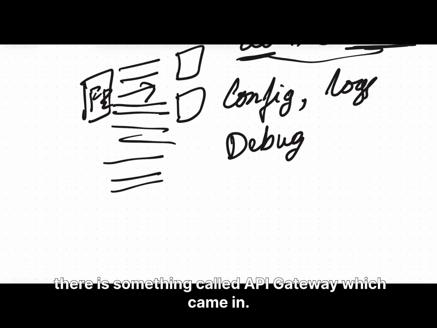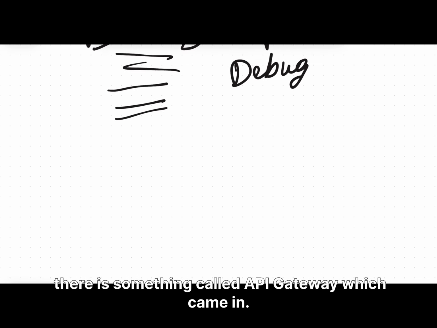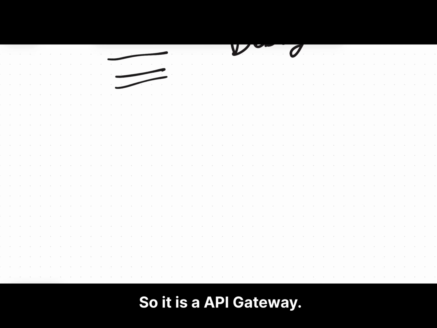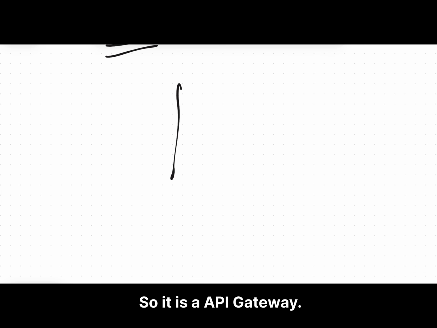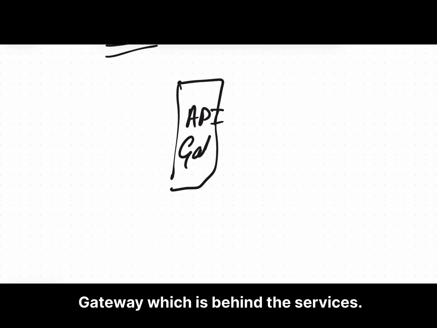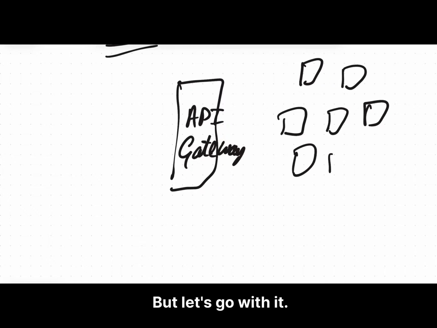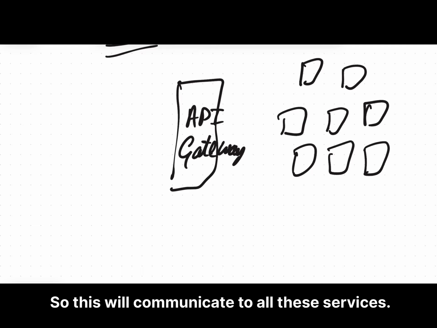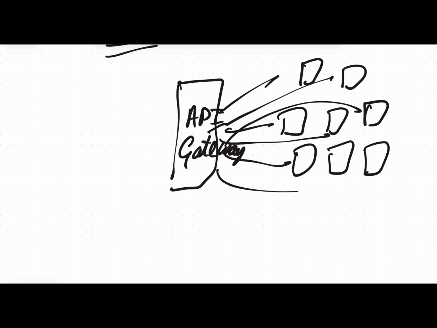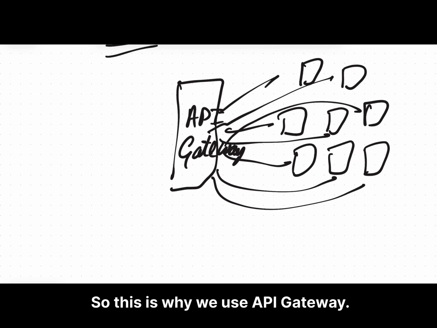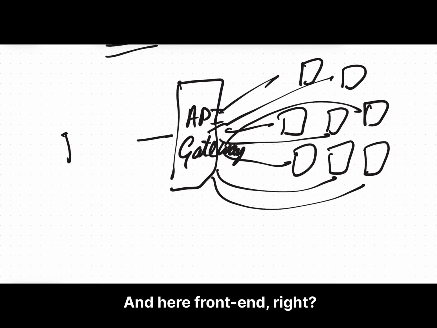Because of this, there is something called API gateway which came in. So what is it? It is an API gateway which sits in front of the services. Here you can have multiple services, like it can be 20 as we were talking about. This will communicate to all these services. So this is why we use API gateway.